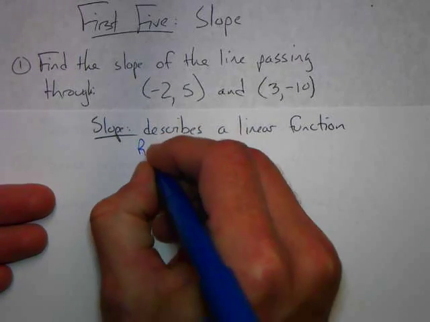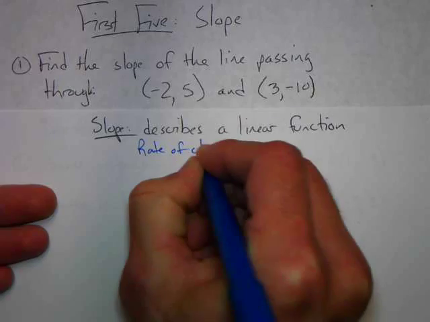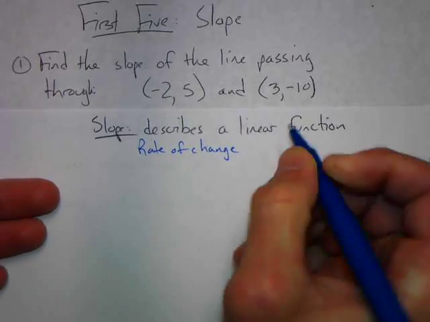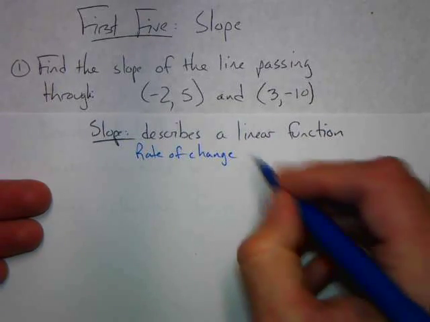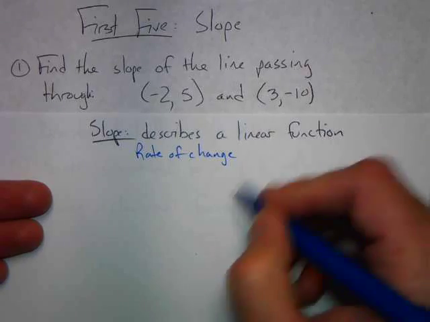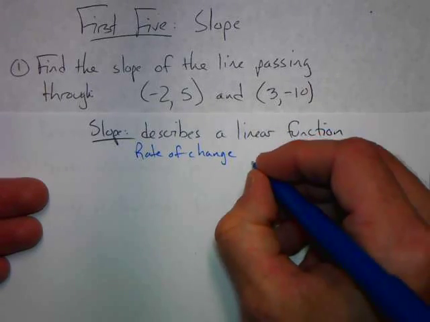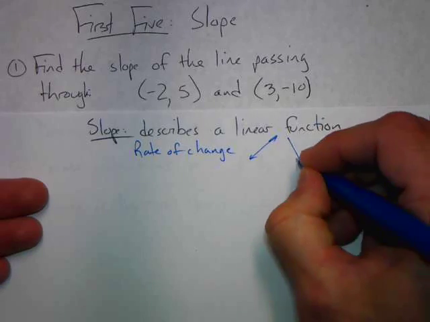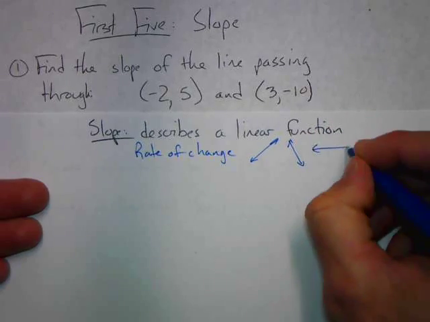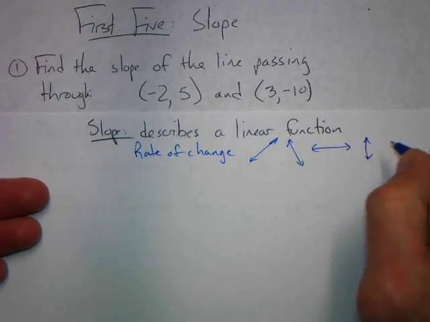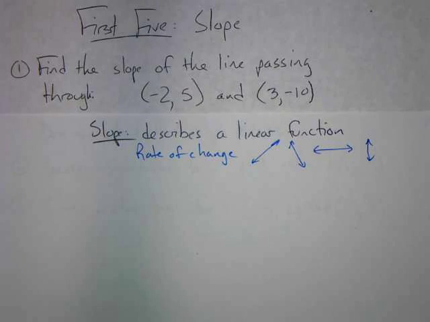The slope itself is a rate of change, and it'll tell you how slanty a line goes, how steep it is, how far up does it go, how far down does it go. Maybe it doesn't go up or down at all. Maybe it doesn't go side to side at all. So slope is a rate of change. We have to understand what slope is before we begin to talk about finding out what it is.